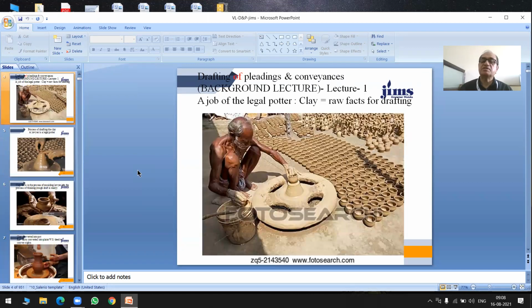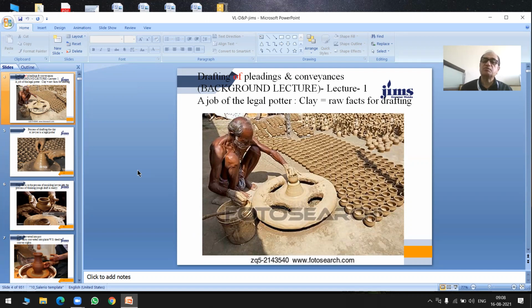This background lecture and this photograph is depicting you the job of a legal potter. You see in this picture, this old man is preparing pots from clay. So whenever a client comes to you, he gives you raw facts in the shape of ordinary clay. Now you are supposed to remodel this clay into the shape of a pot.